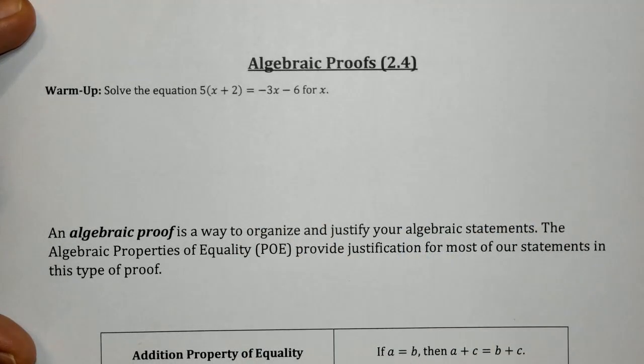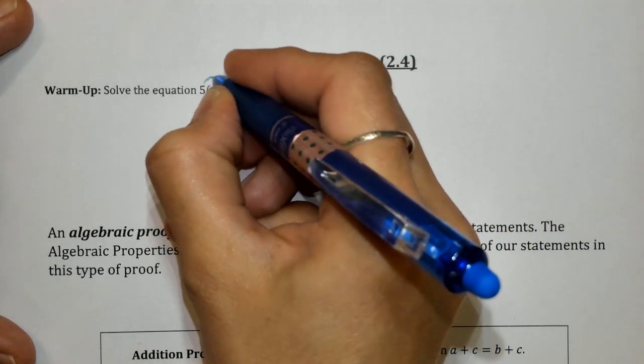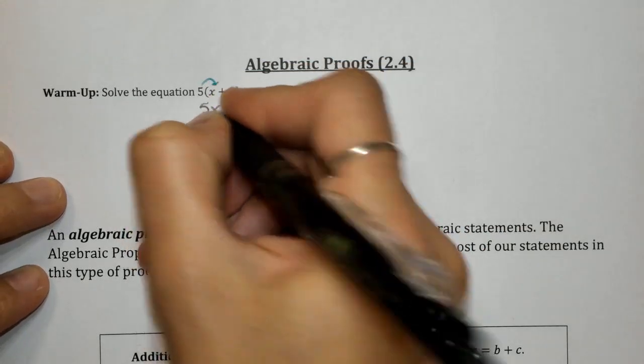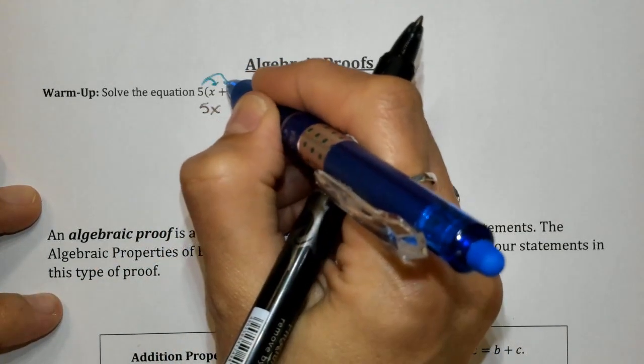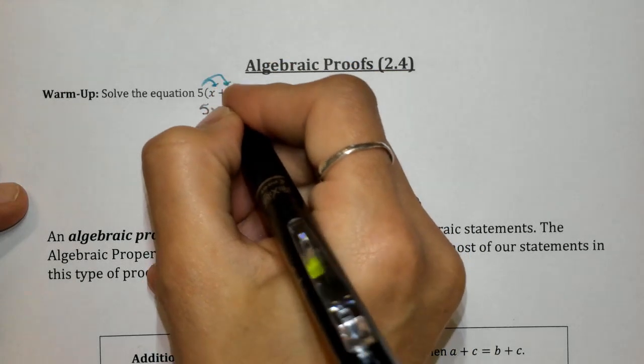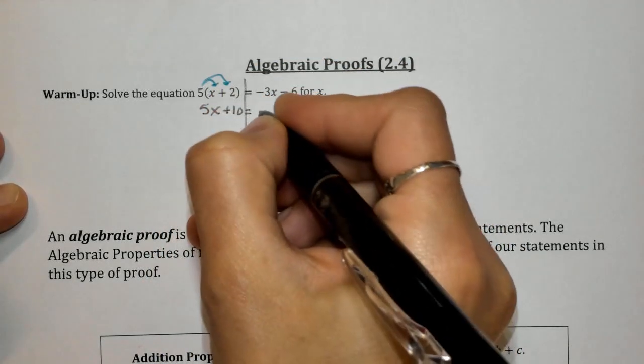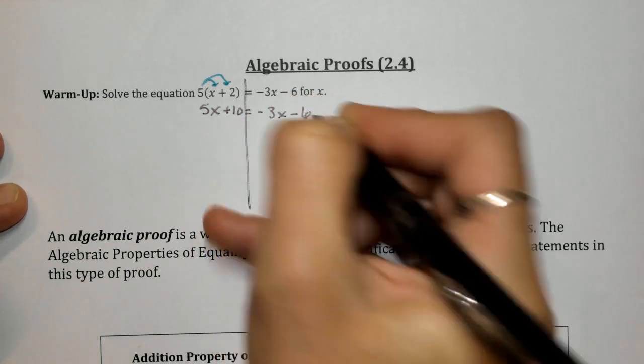First things first, with our solving for x, solving equations, we need to take care of distribution first. So I'm going to distribute this 5 to the x, making it 5x. Then I'm going to distribute the 5 times the positive 2, getting me a plus 10. Everything else here, I'm just going to go ahead and carry down for right now, equals negative 3x minus 6.